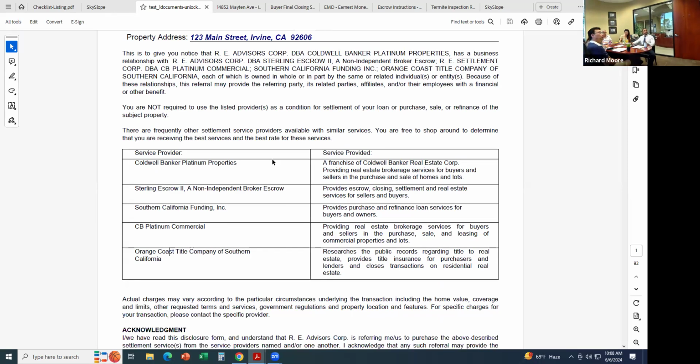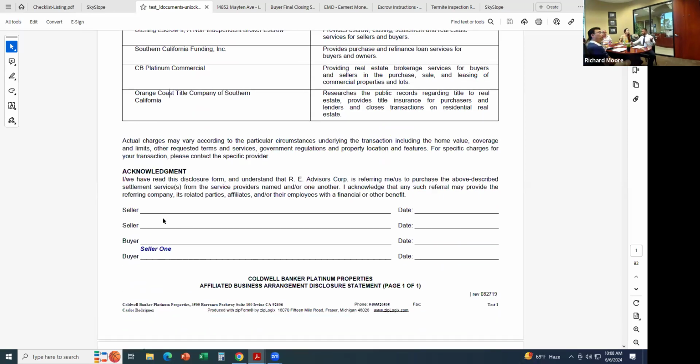Just a disclosure, and it requires signatures for seller and buyer. So we're generating this form. We're going to provide this form, whether we're on the buyer side or the seller side, we're going to need to generate this form. So I don't know how you want to mark it on your checklist, but you are responsible for generating it regardless which side you're on.